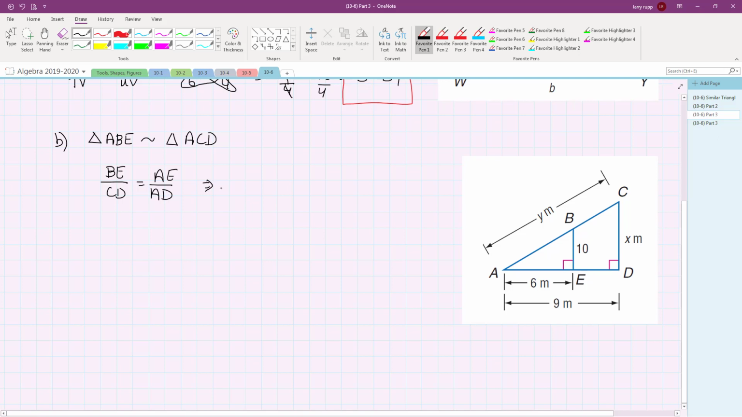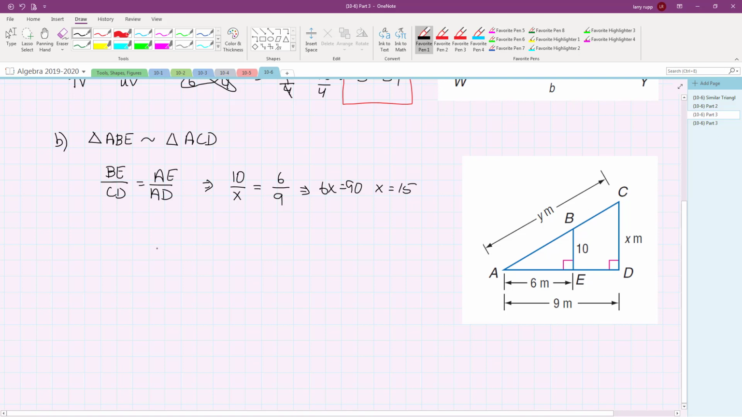Let's drop in some values into this. BE is 10 and CD is X. And that's going to be equal to AE is 6, AD is 9. So therefore, cross multiplying, we have 6x is equal to 90, x is equal to 15. That's good, but how are we going to figure out y? Well, here's a way that you can do it, and this is where algebra really brings in other pieces of your math that you've learned.